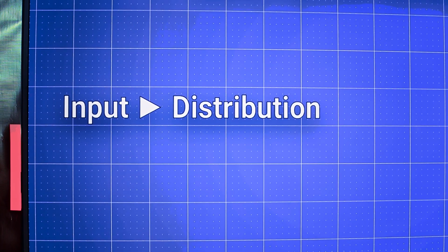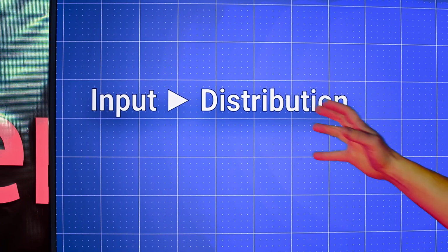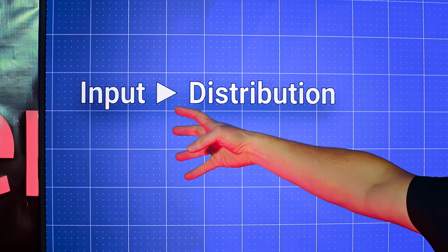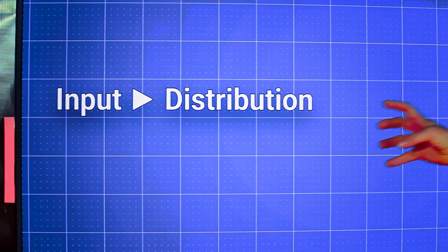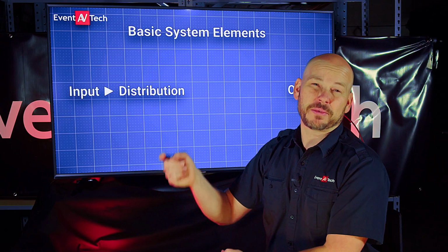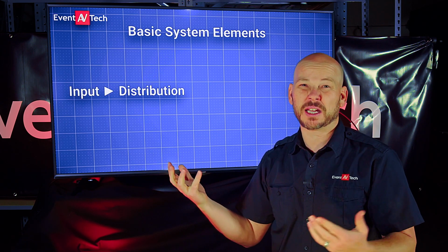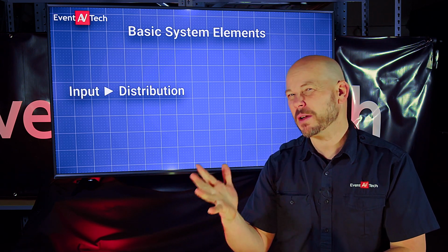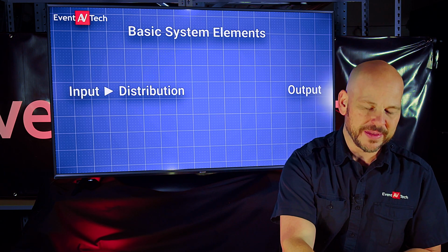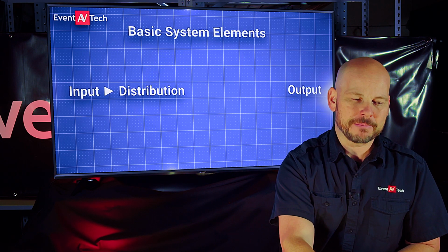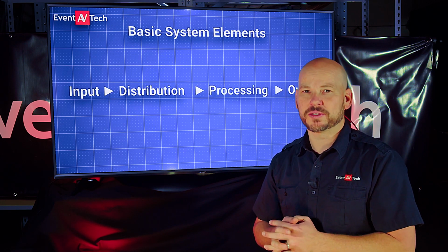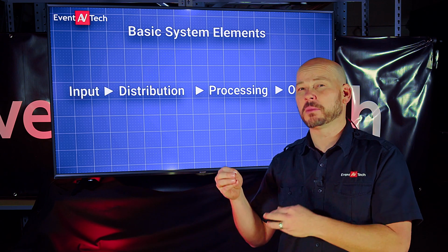Next piece, distribution. Distribution is how information, data, input gets from the input to the output. It's got to go through something, and that something in our AV industry is typically some form of wire, or it might be wireless, but normally it's wire. So that's distribution. And then this big gap in the middle is called processing. Most signals have to go through some form of processing.